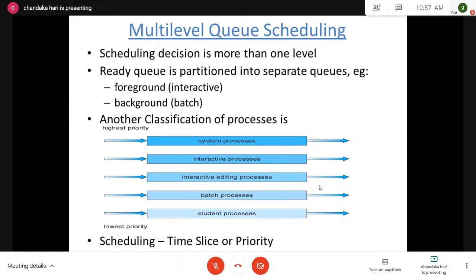Then they came to another kind of technique, round robin scheduling. Another possibility is to time slice between the queues. Each queue gets a certain portion of the CPU time, which it can schedule among various processes in its queue. Let us say the CPU will spend a small amount of time in the system process queue, after that interactive process, after that interactive editing process, after that batch processes, after that this one. A small amount of CPU time is dedicated to each and every queue, so that all the jobs are scheduled like this.